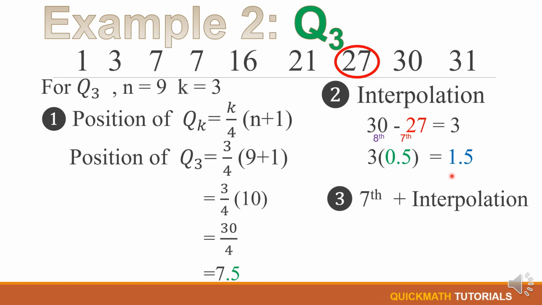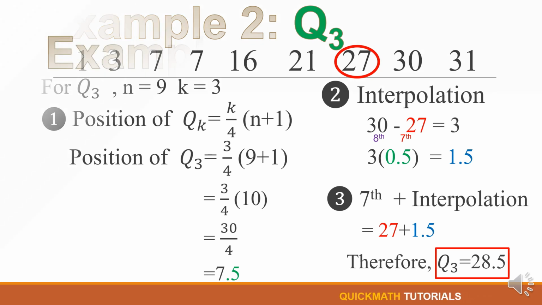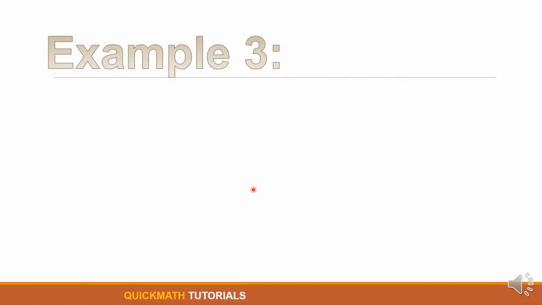And for our last step, we will add the 7th data and the interpolation. So our 7th data is 27 plus our answer in the interpolation, 1.5. So 27 plus 1.5 is equal to 28.5. Therefore, q sub 3 is equal to 28.5. Remember, interpolation is only applicable in quartile if the answer in the position has a decimal. Now let's have our third example.